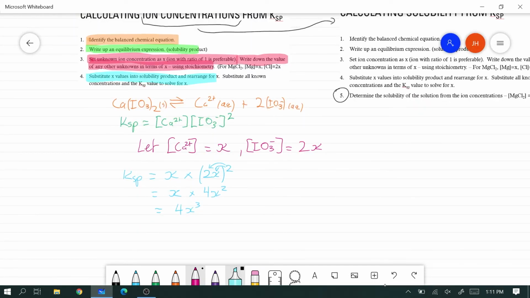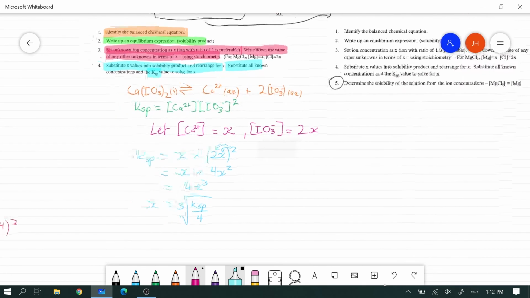So the next thing that we need to do is rearrange for x. So I'm going to put x on the other side for a bit of simplicity. I'm going to divide KSP by 4 first, and then cube root all of that afterwards. Once we've rearranged for x, we can then substitute in our known concentrations, which we don't have any of, but we can substitute in the KSP there to solve for x.